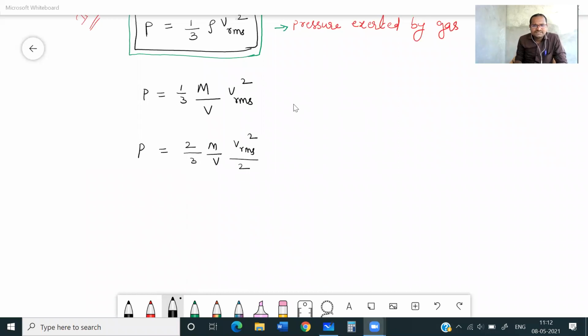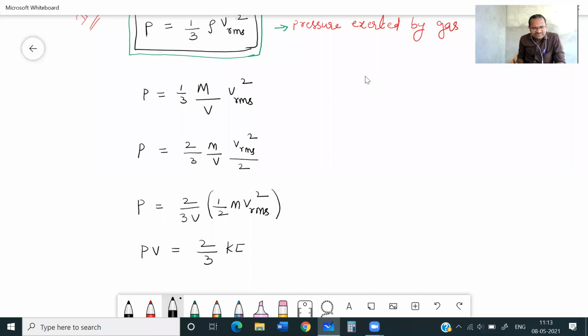So this can be written as P is equal to 2 by 3V times half m Vrms square. Clear? What is half m Vrms square? Nothing but kinetic energy. Half m v square is kinetic energy. So it can be written as PV is equal to 2 by 3 times the kinetic energy of 1 mole of gas. Important formula. You need to remember this.